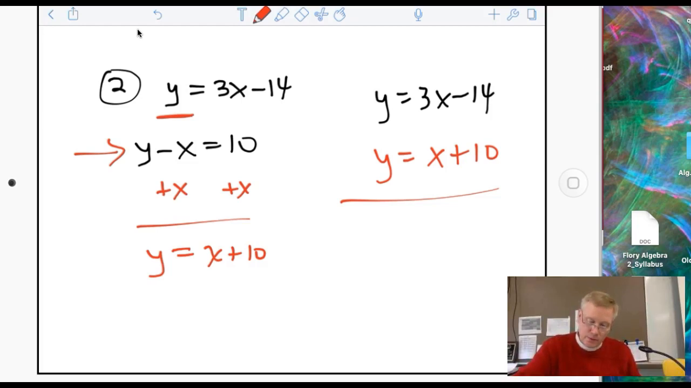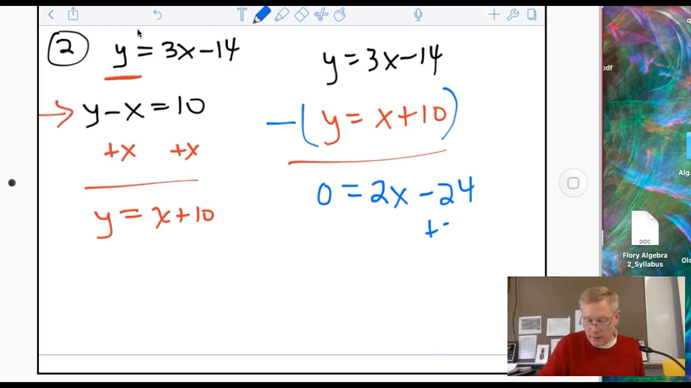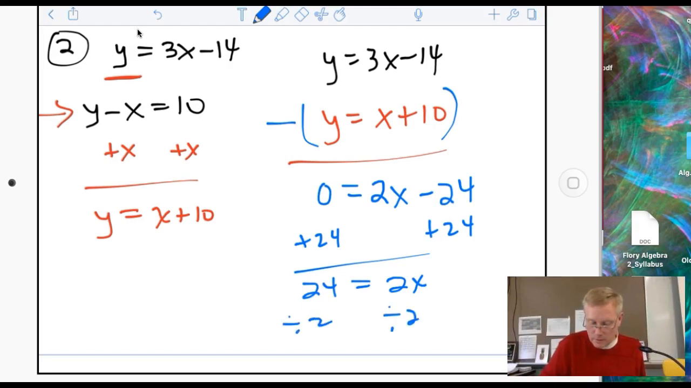However, I can also subtract this whole thing. You can subtract the equations. You can add them together, or you can subtract them. If I subtract them, I get 0, since y minus y is 0, 3x minus x is 2x, negative 14 minus 10 is negative 24. So if I add 24 to both sides, I get 2x equals 24, divide by 2, and x equals 12.